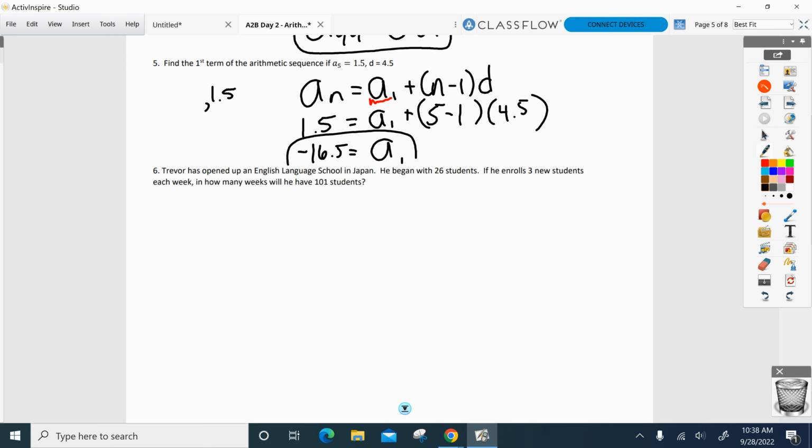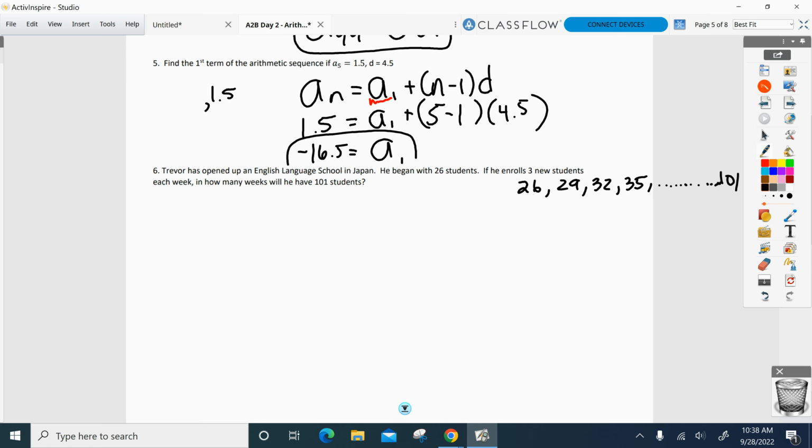Hey, can I get a visual of this sequence real quick? How many did he start with? 26. Okay, what about next week then? 29, 32. And I'm looking for when do I hit what? 101. Okay, so that's kind of like what the sequence looks like, right? When do I hit 101? Is it arithmetic? Yeah. Why? It increases every week by the same amount. There you go. I'm adding 3 every time.